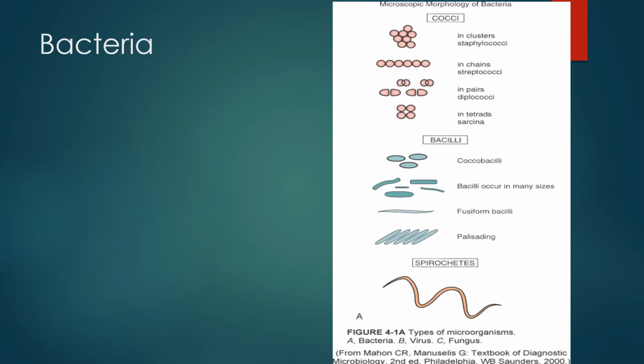This is just showing you the different kinds of bacteria morphology that are out there. Bacteria can exist as cocci, bacilli, or spirochetes. Cocci can be in clusters, which are called staphylococci, or in chains, streptococci, or in pairs, diplococci. Bacilli look more cylindrical and come in different sizes and forms. Then you have your spirochetes, or spirals, which are often associated with STIs like syphilis, etc.